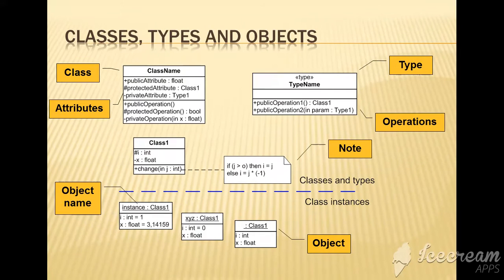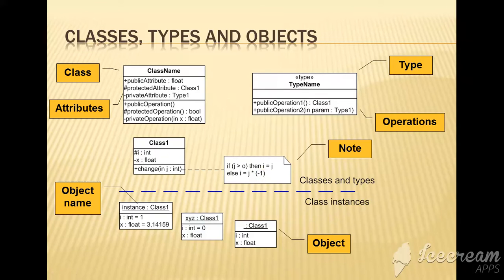So in the last lecture, what we have done is classes, types and objects. The classes are there, attributes are there, and we have defined the class name, attributes, type name and operations. A note has been defined here, given into the classes: if j is greater than 0, then i is equal to j, else j is equal to j. This is called a note, which has to be put onto the class diagrams.